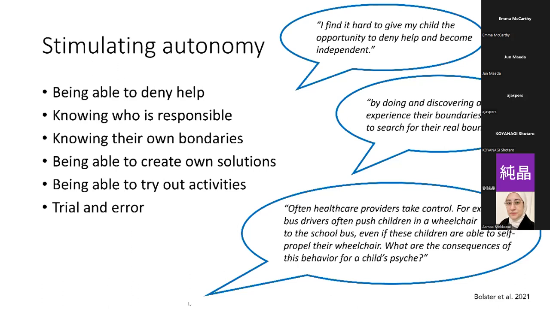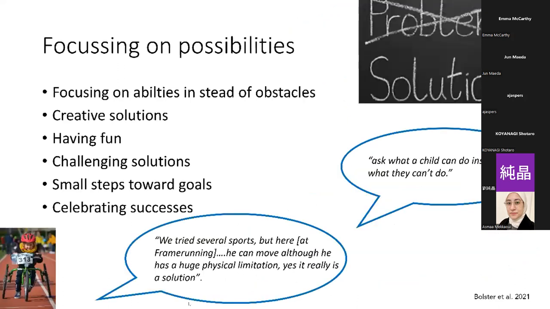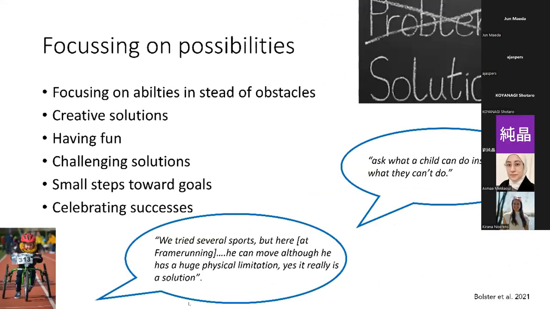It is important to be able to try out new activities and to learn by trial and error. We should provide children and their parents this opportunity. So focusing on abilities instead of focusing on obstacles is essential when stimulating a physically active lifestyle. Ask what a child can do, not what they cannot do. The way to achieve this is to create solutions in a child's own environment that are creative, fun, but also challenging. The importance of small steps toward the final goal was highlighted in order to celebrate actual successes.